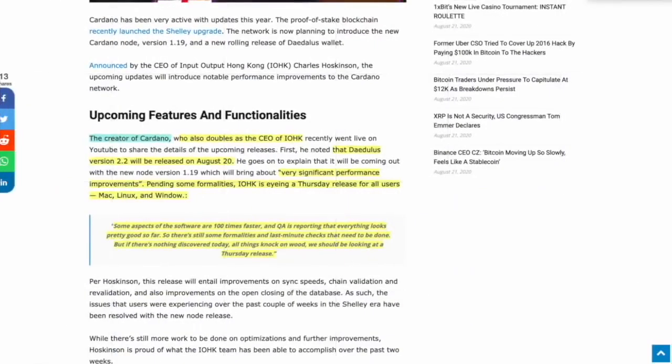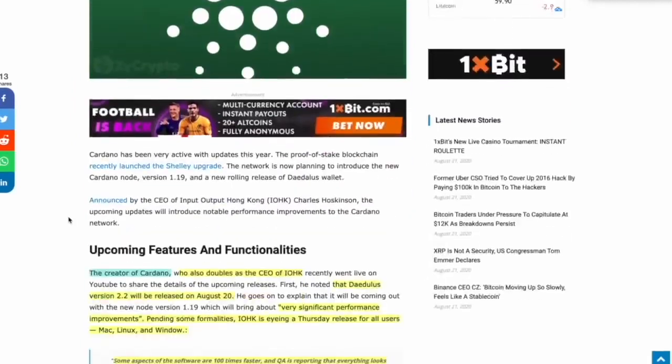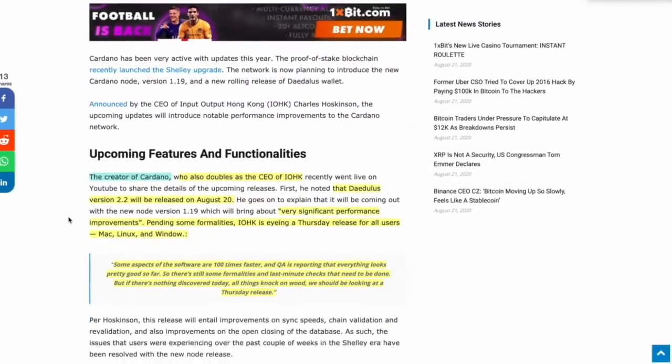But Charles states there are very significant performance improvements pending some formalities. IOHK is eyeing a Thursday release for all users: Mac, Linux, and Windows. He states some aspects of the software are 100 times faster, and QA is reporting that everything looks pretty good so far. There are still some formalities and last-minute checks that need to be done, but if nothing is discovered today, all things knock on wood, we should be looking at a Thursday release. And when was this put out? This was on August 20th. So this was yesterday, and it just didn't happen.